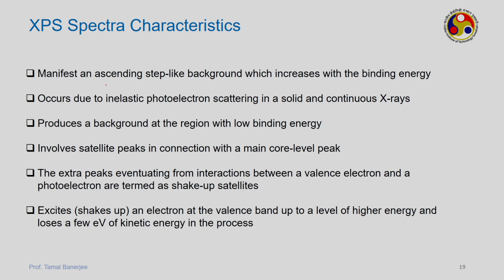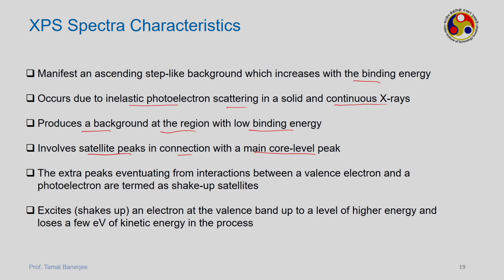So, the XPS spectra manifest an ascending step-like background which increases with the binding energy. It occurs due to the inelastic photoelectron scattering in solids, and continuous X-rays produce a background in the region with low binding energy. It also involves satellite peaks in connection with a main core level peak. So, what are satellite peaks?